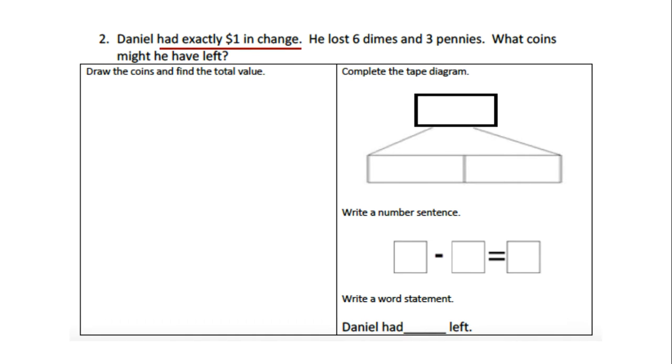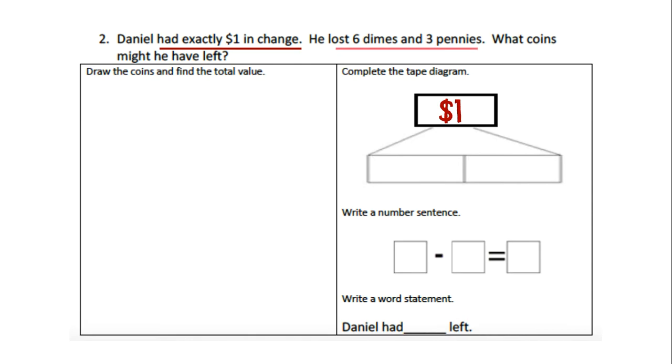If you said the first sentence, you're right. He had exactly $1 in change. He lost something and he has coins left. We know those numbers are going to be less than $1 or 100 cents. So I'm going to start in the tape diagram by putting my $1 as the whole. Easy enough to work with. Now there's a part we know. It's our very second sentence. He lost 6 dimes and 3 pennies.